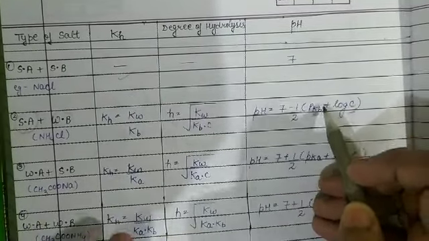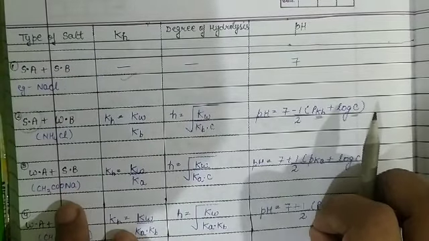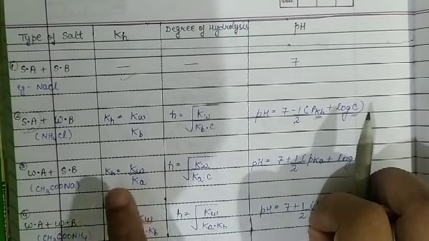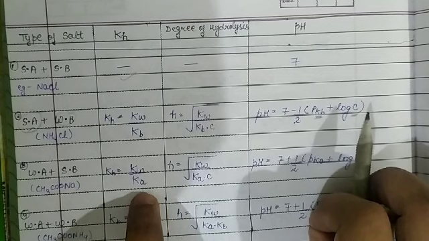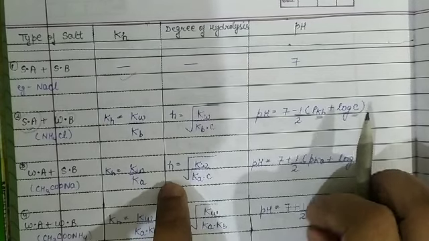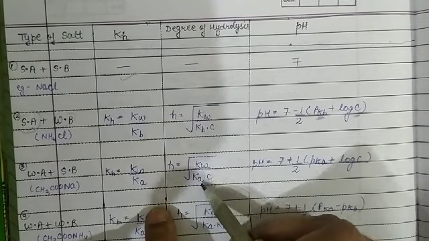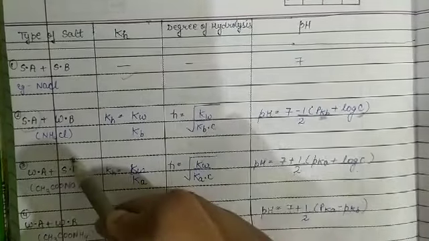See the next, the salt of weak acid with strong base. For example, CH3COONa. In this case the weak part is acid, therefore Kh will be equal to Kw upon the weak part, which is acid, therefore divided by Ka. Now h is under root of Kh upon C, so h is equal to under root of Kw upon Ka upon C.